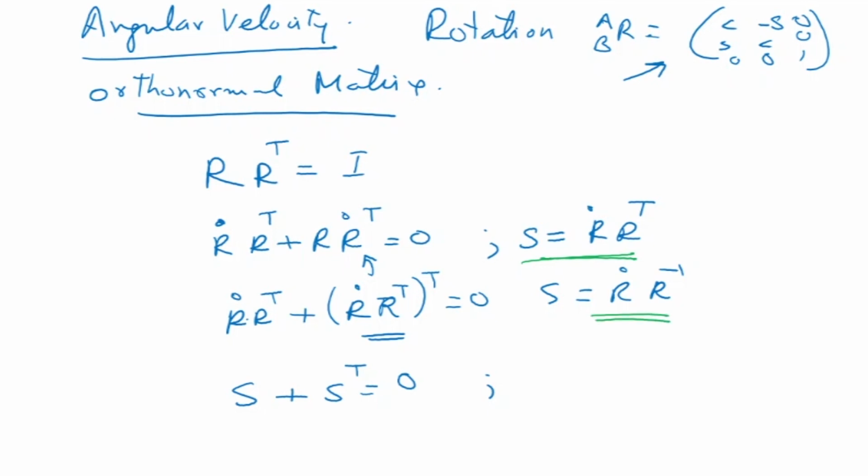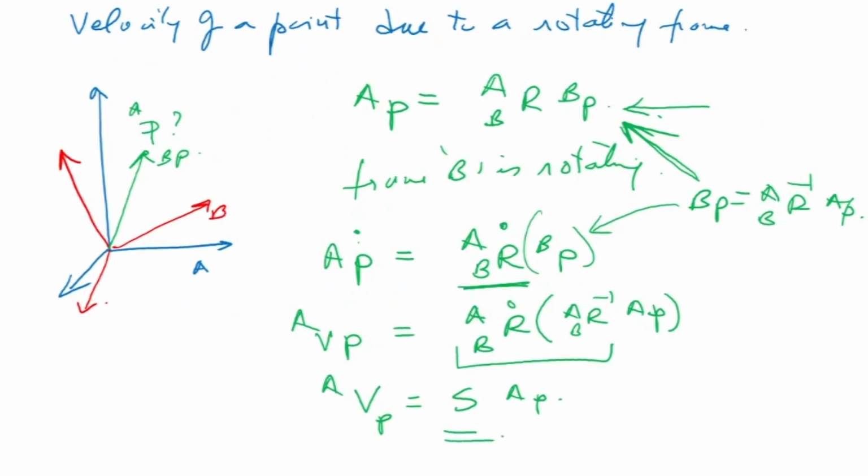So what we see is that we can derive this in two ways and get this as a skew-symmetric matrix. This skew-symmetric matrix is basically called the angular velocity matrix. Okay, now let's move on from here.